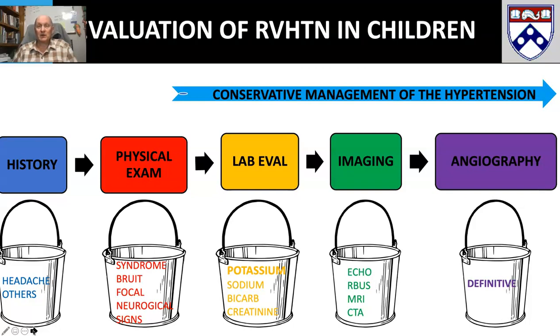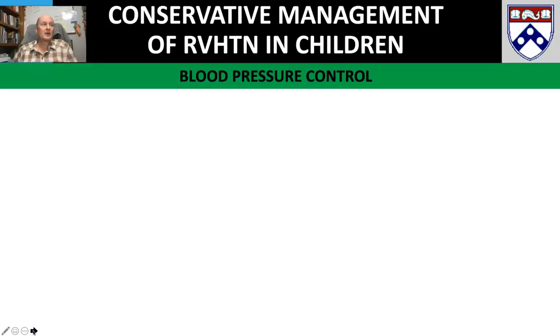We also get imaging, including echocardiogram, a renal bladder ultrasound with Doppler, possibly an MRI or an MRA, and a CTA. However, angiography is still definitive.